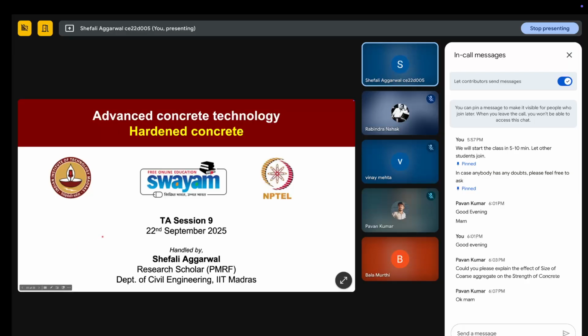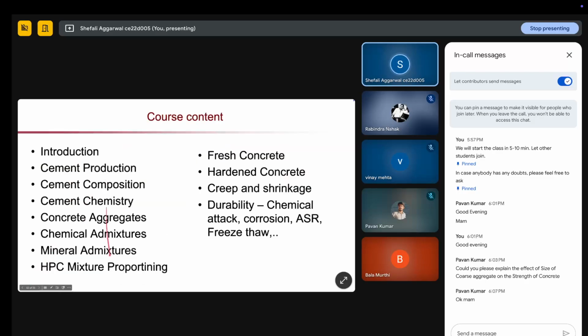Good evening, I am Shefali Agarwal, and this is our ninth TA session on the topic of advanced concrete technology. As of now we have already talked about how cement is produced, its composition, chemistry and different elements, like aggregates, admixtures, mineral admixtures, and then how we do mix proportioning, and what should be the properties of our fresh concrete. In this lecture we will talk about hardened concrete.